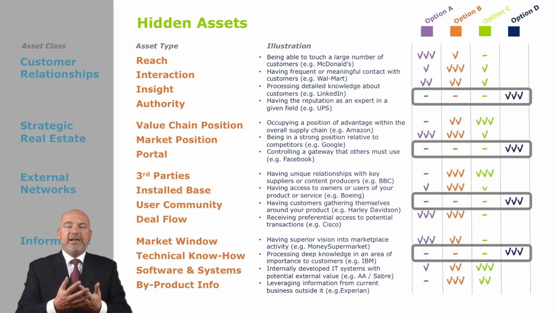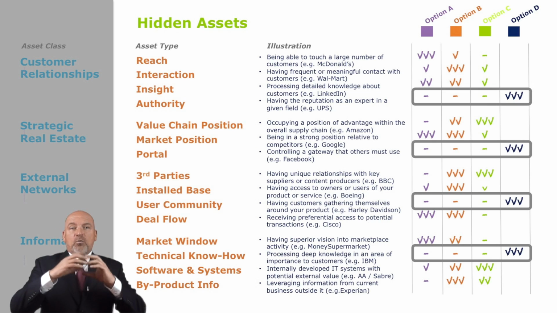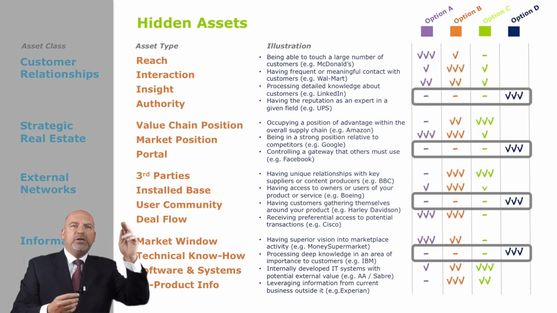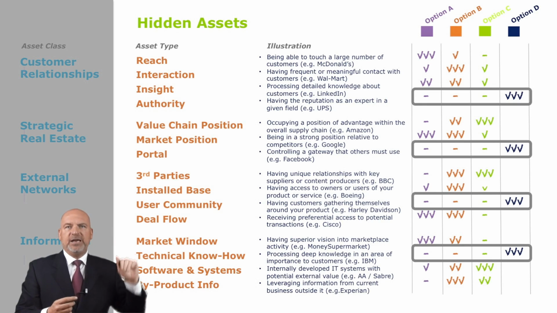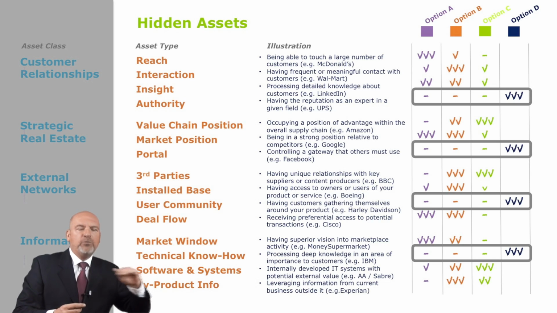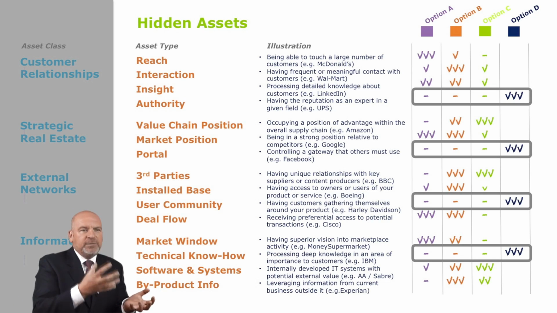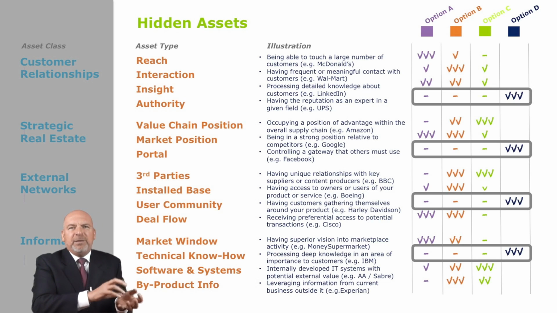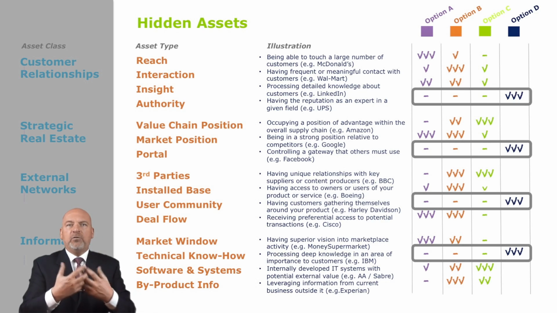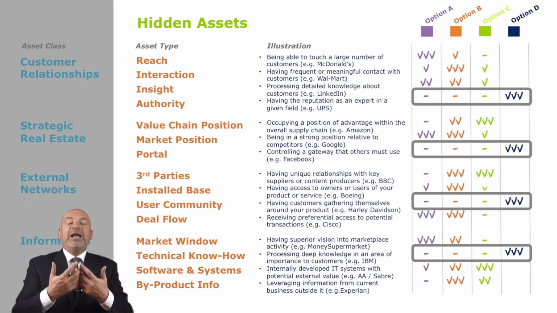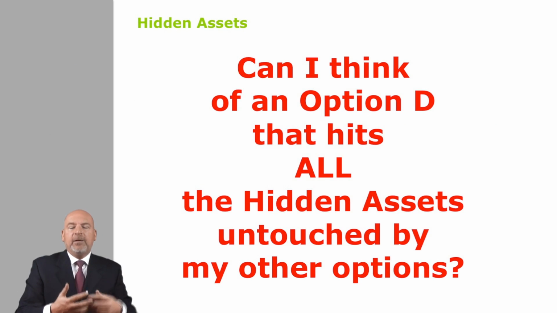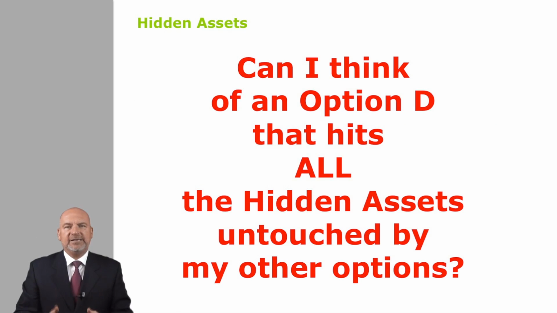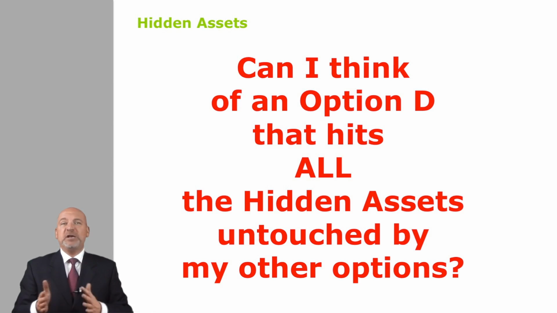So, in summary, hidden assets: a list of 16 great strengths of a business that you try to hit as much as possible with the options you have on the table. But more importantly, you read horizontally. It's a bit like Scrabble. You take four letters that have been left over from the other play, and out of these four letters, you try to concoct a fourth option by asking yourself, can I think of an option D that hits all four of these hidden assets? And when you do, these options are either very silly or brilliant. There's no real middle ground here. That's one of the downsides or one of the upsides, depending on how you look at it.